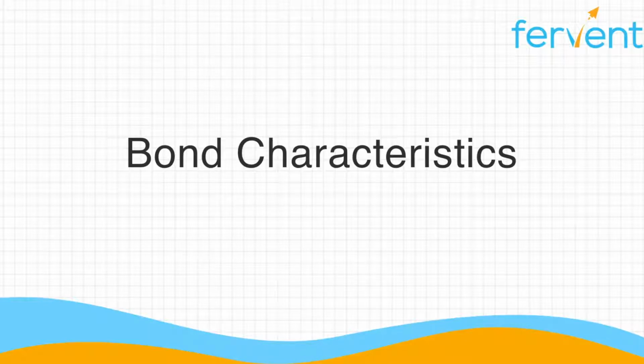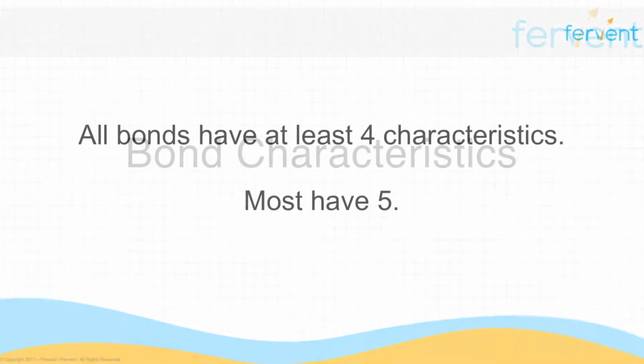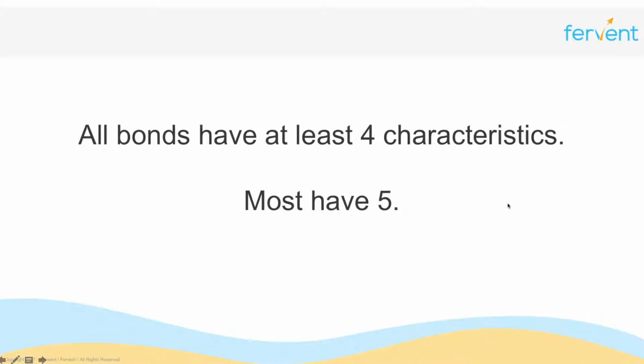Alright, now that you have a basic understanding of what bonds are, why people buy them and why they issue them, we can go a little deeper and learn about bond characteristics. All bonds have at least 4 characteristics and most have 5. We're obviously going to cover all 5.